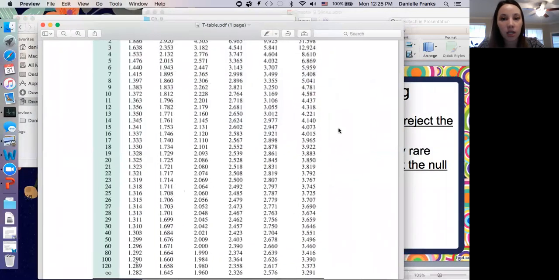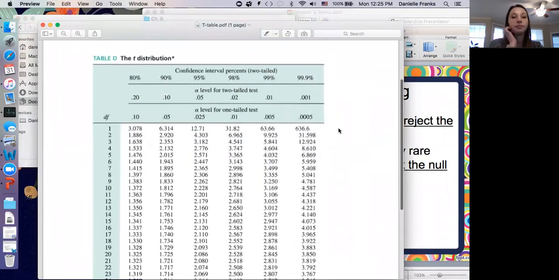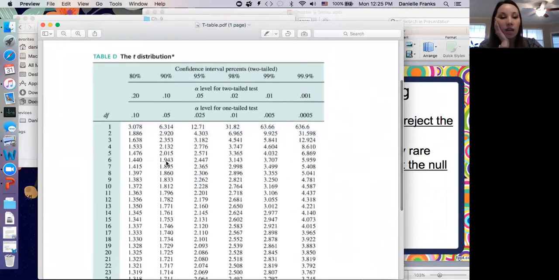So here is our T table. This is the one that I have posted on Moodle. In this case, remember I said we were going to do a degrees of freedom of 7. So that's what we're working with here. Say that we're doing a two-tailed t-test. So that means we're going to be working with this column here. Say that we want to do an alpha level of 0.05. That's going to be this column here.